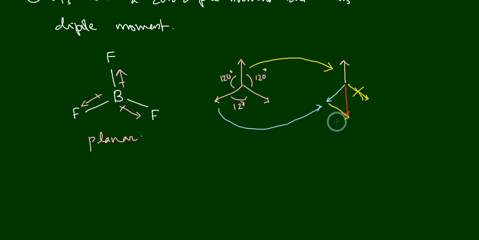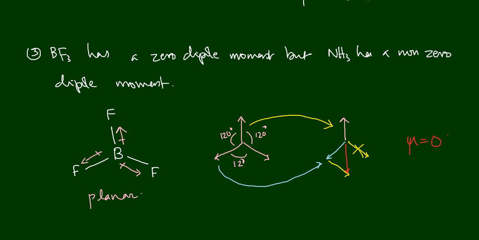So that happens to every vector. The effect of this vector will be cancelled by these two. The effect of this vector will be cancelled by these two. And the effect of this vector will be cancelled by these two. So that is how the net dipole moment mu is equal to zero. So that is why I said in the beginning BF3 has a zero dipole moment.